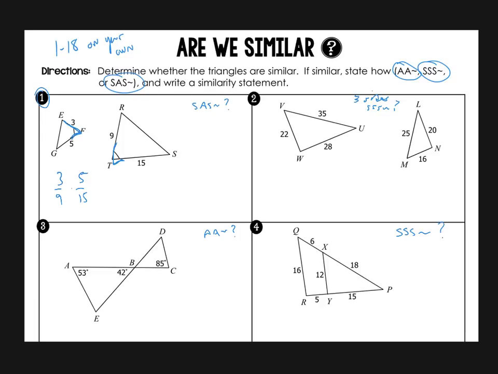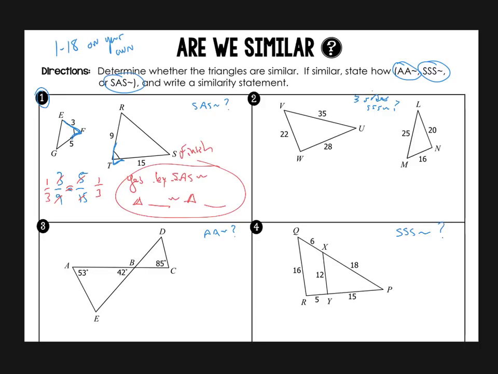And I think the fastest way to compare these is to reduce the fractions themselves, or the ratios. So this is going to be 1/3, and this is going to be 1/3. So those are definitely in proportion. So yes, by side-angle-side. And then you're going to have to get some triangle similarity statement. So by side-angle-side similarity, triangle blah blah blah is similar to triangle blah blah blah. So you have to finish that statement.